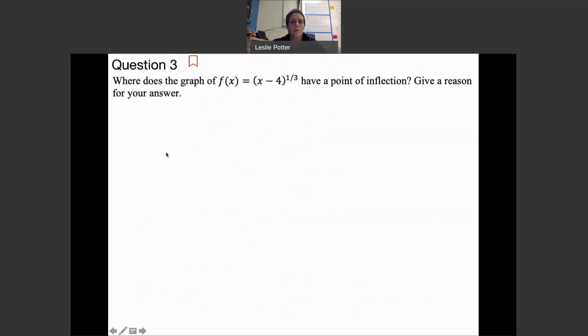Okay, question number 3 is another algebraic solution. Same type of question. We're looking for points of inflection, which means we need the second derivative. So the first derivative, just a quick reminder here, we have a fractional power. So we're going to bring that power down, and subtracting 1 here is like subtracting 3/3. So our new power is -2/3.